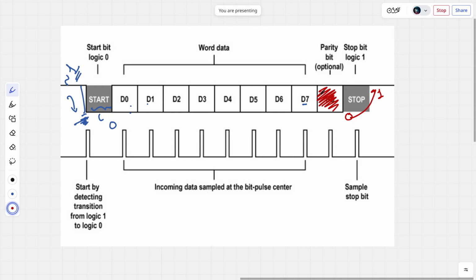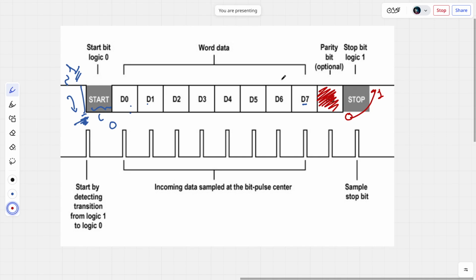Again, if you use parity, then there is the concept of even parity and odd parity. So in even parity, out of your 8 data bits, if the number of ones is even, the parity bit will be set as 1. If it is odd, it will be set as 0. So this is the parity bit for this UART frame.